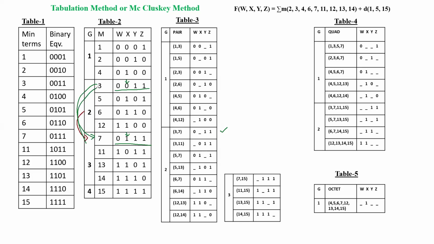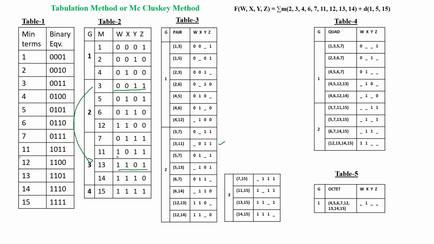Similarly, we'll go for 3 with 11. 3 with 11 is possible. Yes, it is also possible. So which bit is changing? The W bit is changing. So underscore 0, 1, 1. Next, 3 with 13 is not possible, since so many changes are there. Almost 3 bits are changing. So that pair is not possible. 3 with 14 is also not possible.